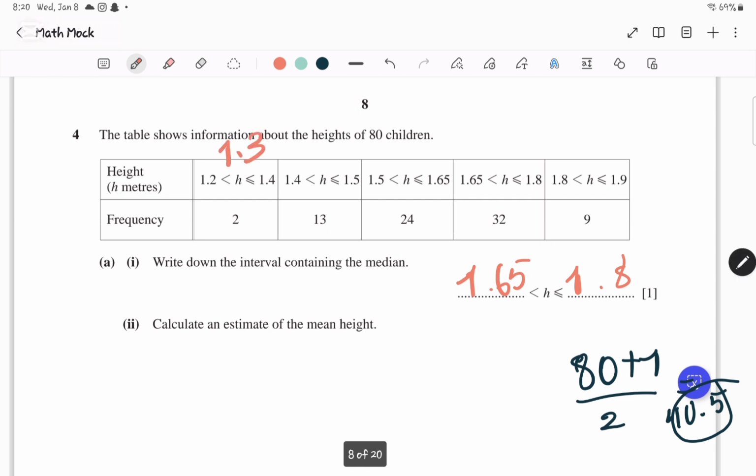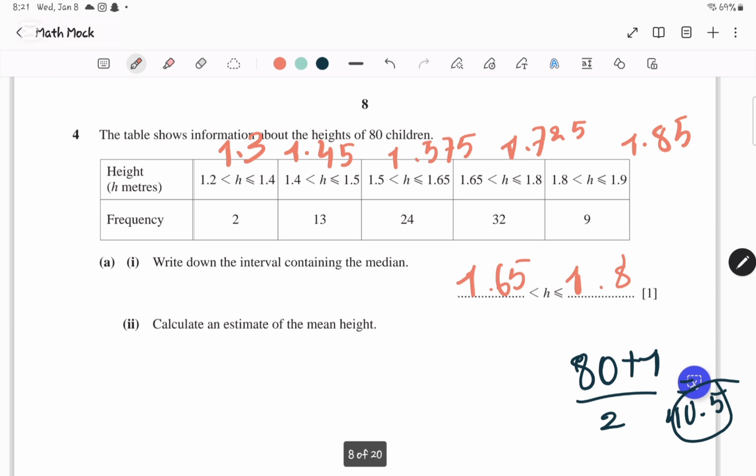Then this is 1.45, 1.575, I believe, let me check. So yes, it's 1.575. Then 1.65 plus 1.8 divided by 2 is 1.725. And then finally, this over here is 1.85.